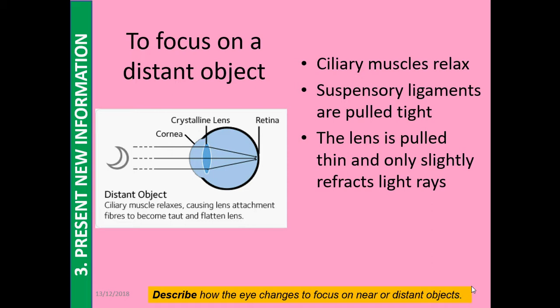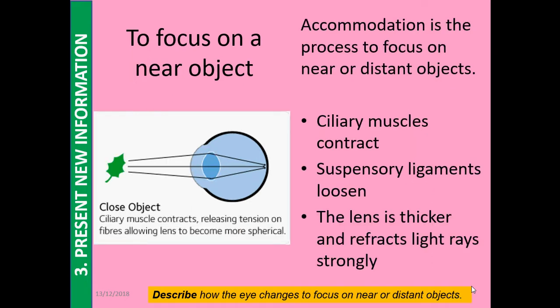Okay, so let's just go back and do a quick review because there's a lot going on here. We've got close objects, ciliary muscles contract. We've got all the C's, and it causes the lens to look more like a C shape. It's much fatter and wider, refracting more light, and the suspensory ligaments have loosened to allow that lens to almost get a bit shorter where it's got a bit wider.